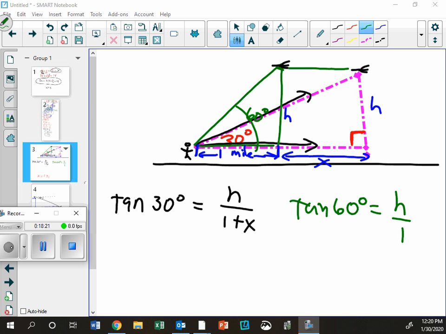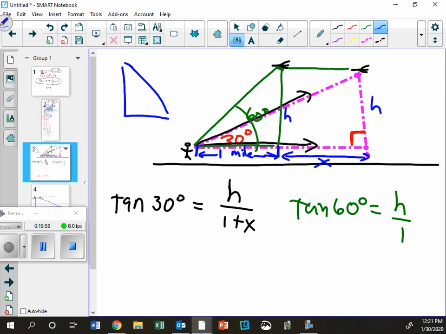That's a good start. The black equation, tangent 30 equals h over 1 plus x. That one came from the pink triangle. And, second, tangent of 60 equals h over 1. That came from the green triangle. Now, what's h over 1 the same as? H. So once again, we know the height. The height is the tangent of 60. I don't happen to have it memorized. Now, I could go make this thing.